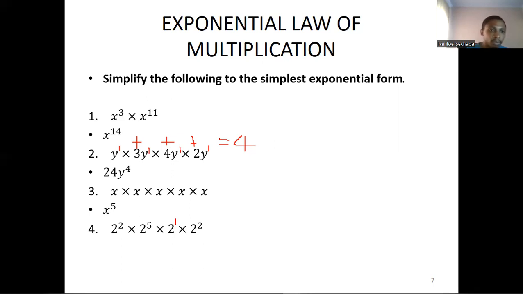It'll be 2 plus 5 plus 1 plus 2. How much will that give you? 2 plus 5 is 7, plus 1 is 8, plus 2, it gives you 10. So the answer here, you write it as a single base because we multiply same bases, which is 2, 2, 2, 2. So you will write it as a single base, which is 2, and then you add all the exponents, and they will give you 2 to the exponent of 10. Let's move to the next one.